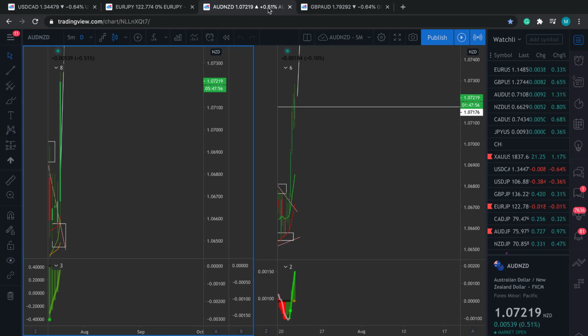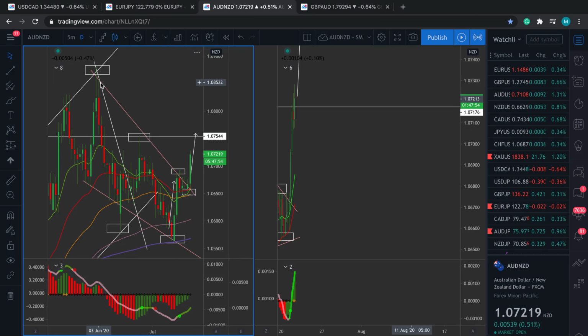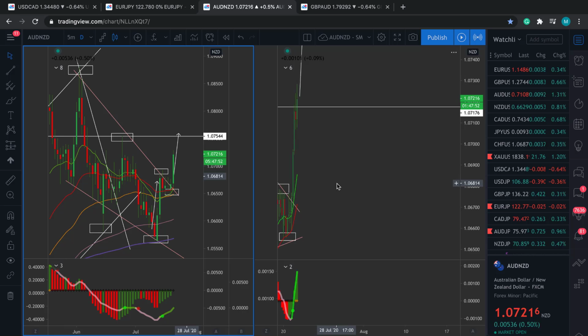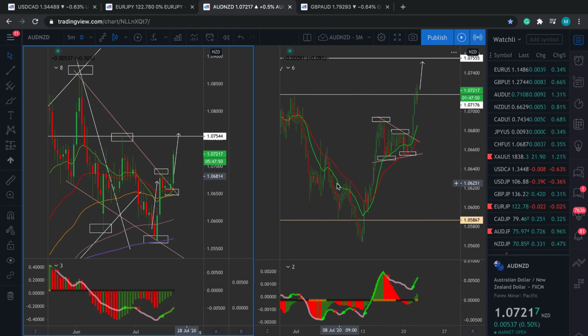Let's move on to the next one, which is the AUD NZD. As you can see, AUD NZD has been a very volatile market. You can see the price going up and down very sharply, and if we take a look at the daily, we can see that price has been trading downwards. We can see the lower highs as well as the lower lows.